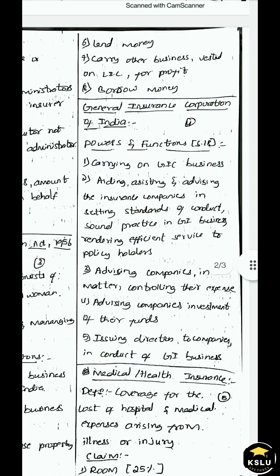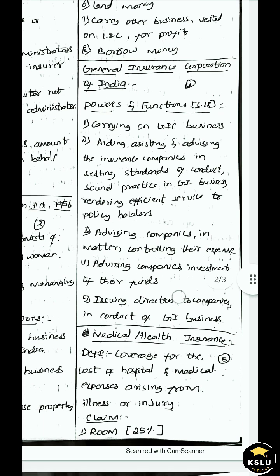Lend money. They have the power to lend money on behalf of the LIC. Then carry on other business vested in LIC for profit. So to get profit for LIC, they can carry on any other business. Then borrow money. They can even borrow money for LIC in the name of LIC.